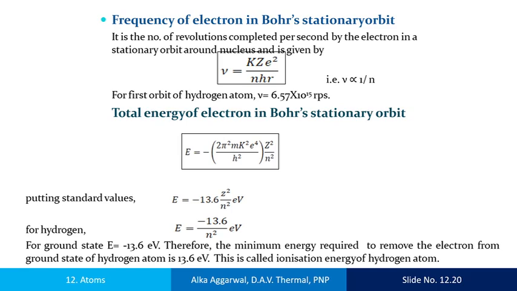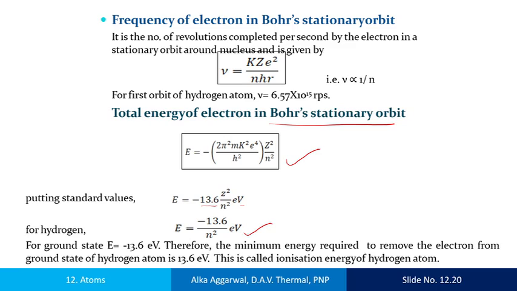Now let us continue. In the last lecture, we found the total energy of the electron in Bohr's stationary orbit, and it is given by this relation. When we put in the values of the constants, it comes out to be 13.6 electron volt.